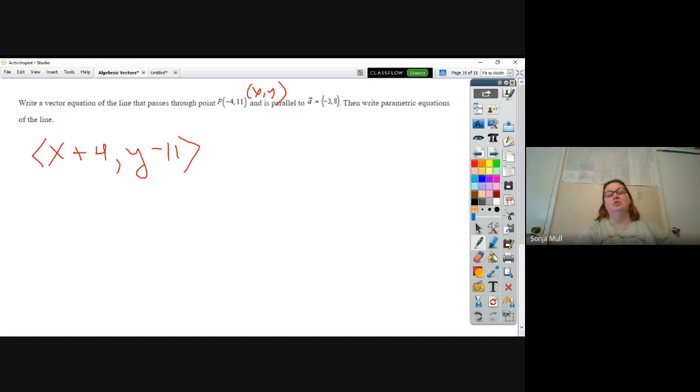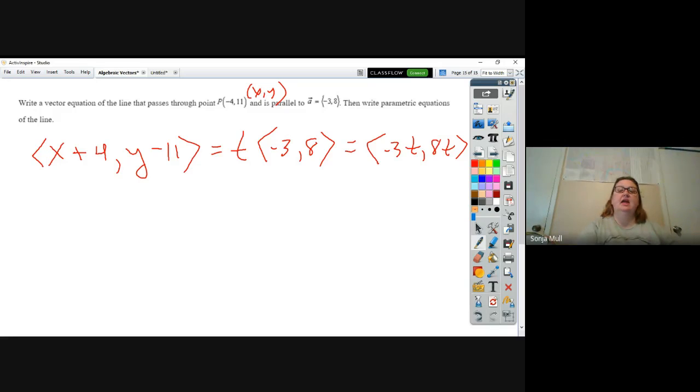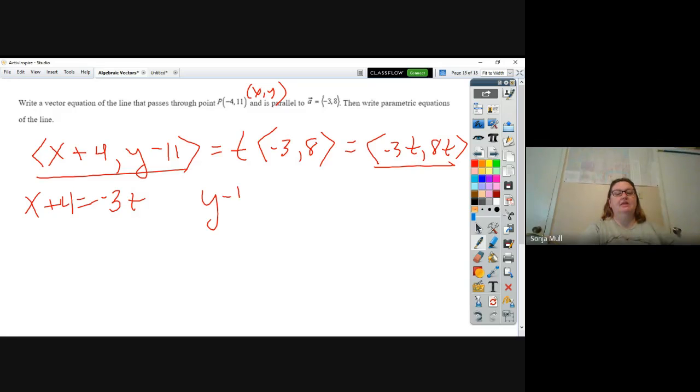We don't know what that point is, so I'm writing an equation of the vector, just like we did in the last unit. And that's going to equal t times this vector, -3, 8. This is how we do this in parametric equations. So if I distribute this t through, this is -3t, 8t. And so if this vector equals this vector, then x plus 4 equals -3t, and y minus 11 equals 8t.